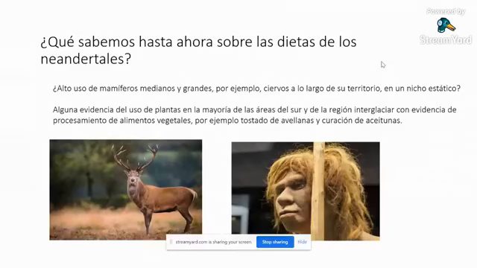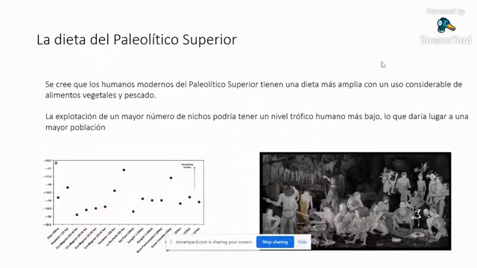So looking more in depth at Upper Paleolithic diets as a contrast, there's been quite a lot of isotopic work, particularly from the Gravettian period and later, and this shows that Upper Paleolithic people were also very, very successful hunters, like Neanderthals, but they also used plants on some occasions.